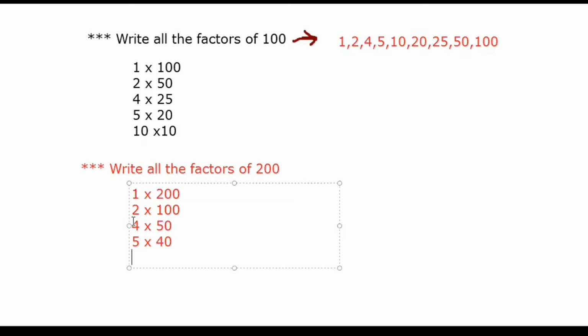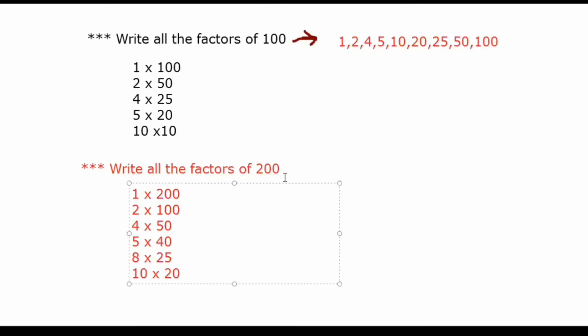Hurry. Ten times 20. Eight times 25. Nine times, ten times 20. Okay, right. Now we can write the factors.